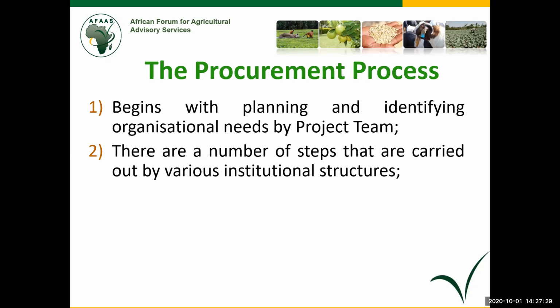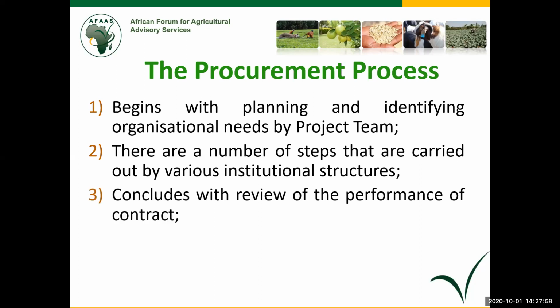Then we have a procurement unit. Then we have the evaluation committee, which we shall discover is ad hoc. It only comes into play depending on the skills required. And then we have a procurement awards committee, which approves procurement in AFAS. So as we move down, those are the institutional structures in AFAS. This eventually concludes with a review of the performance of the contract, that process.